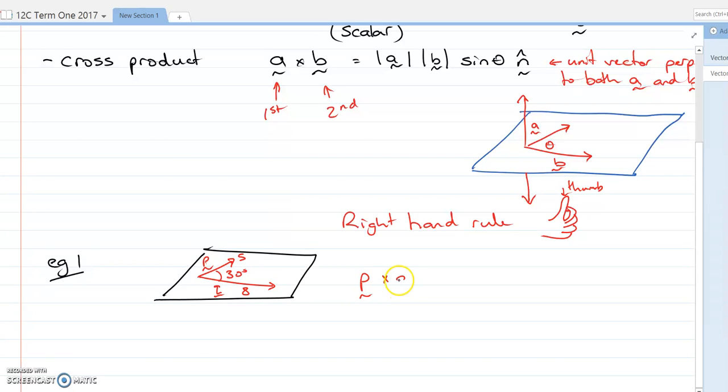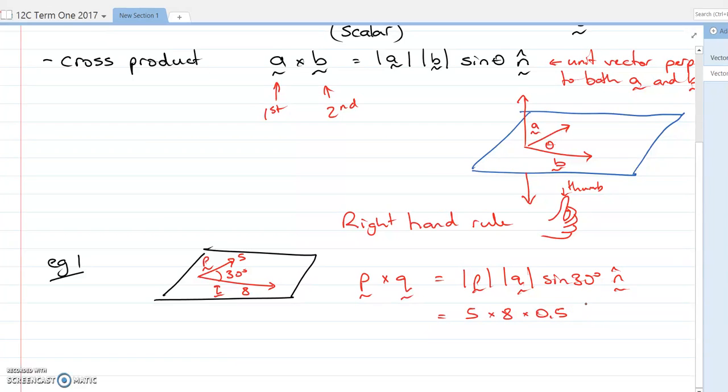P times Q is the magnitude of P, magnitude of Q, sine of the angle between them, times this normal vector. So in this case it's going to be 5, the magnitude of P, times 8, the magnitude of Q, sine of 30, which I hope is 0.5, I think it is. And times whatever this normal unit vector is.